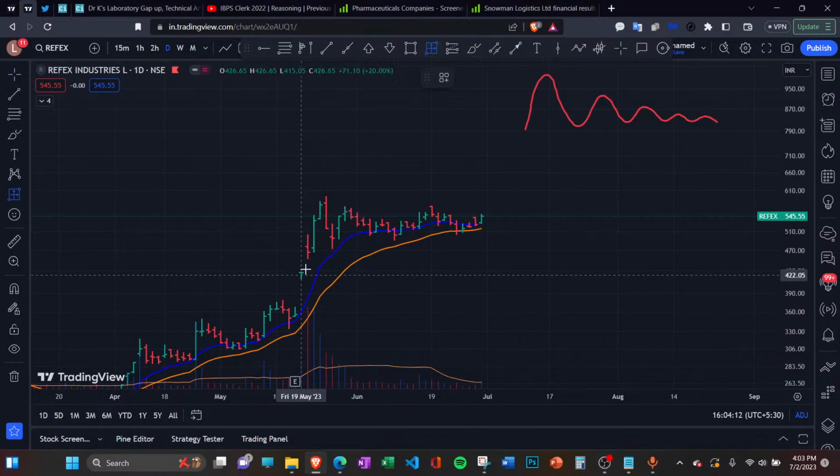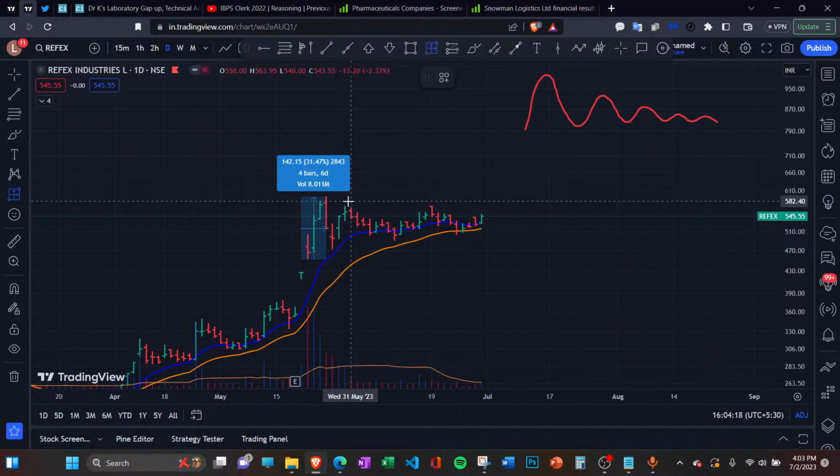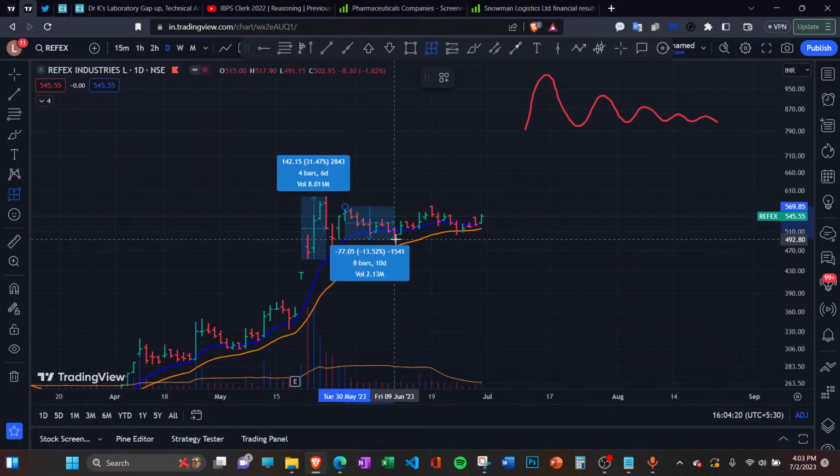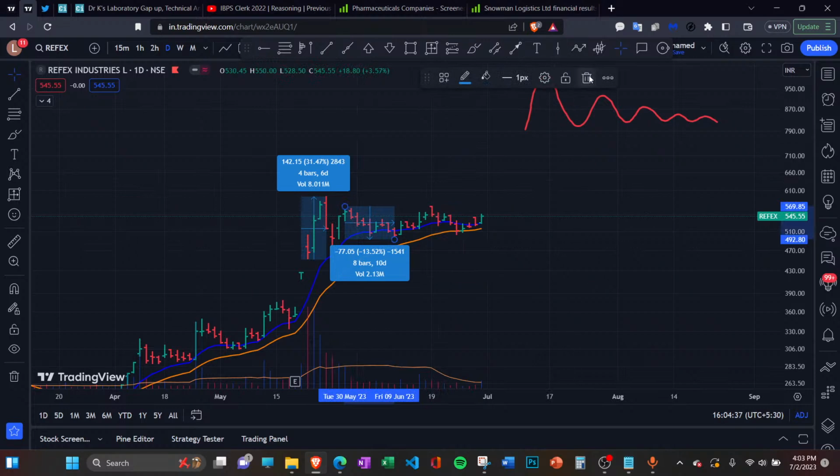You can clearly see the range of the price movement. This is very similar to the VCP, Mark Minervini's volatility contraction. You can clearly see the first range was 31%. This range is between the swing high and the swing low. The second swing high to swing low range was 13.52%, and the third is 12.47%. So this is one example of price tightening.